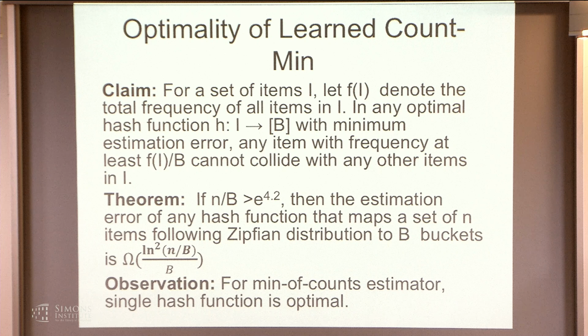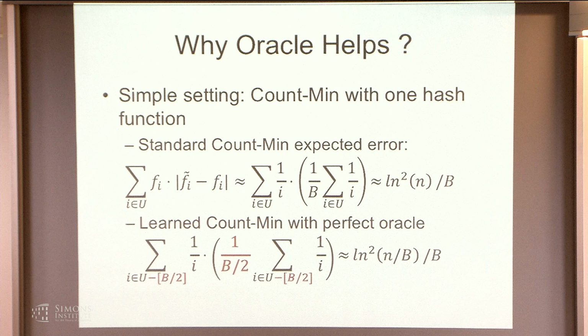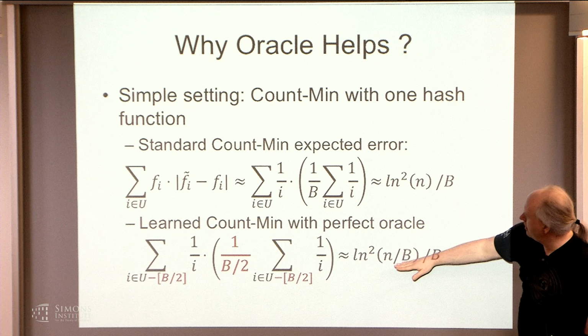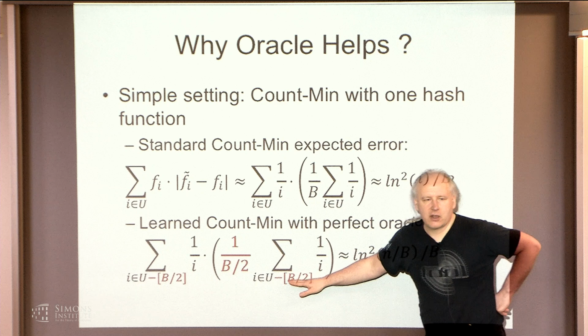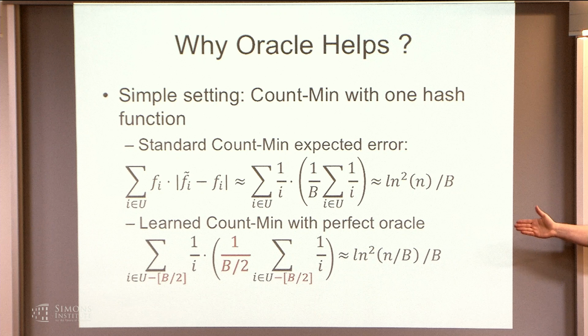And for the sake of time, I'm going to skip the intuition about the analysis. The analysis of count mean with k hash functions is a little bit messy, but for simple hash functions, there is a rather clear intuition why in one case you get log n and in the other case you get log n over b. It just follows from the fact that when you integrate everything in the learned version, there's a perfect oracle, you just ignore the heavy hitters. That means that you don't integrate over the whole range from 1 to n, but you integrate from b to n. And this basically creates this feature.